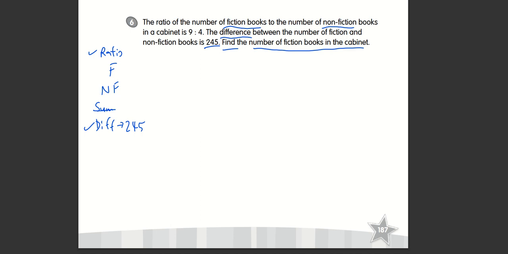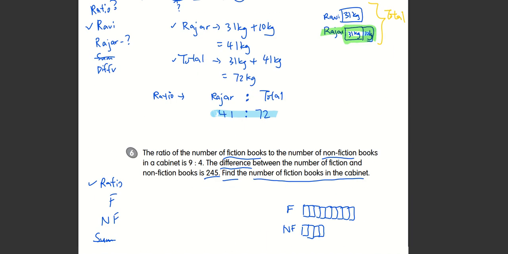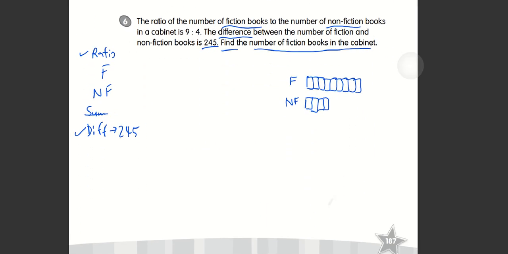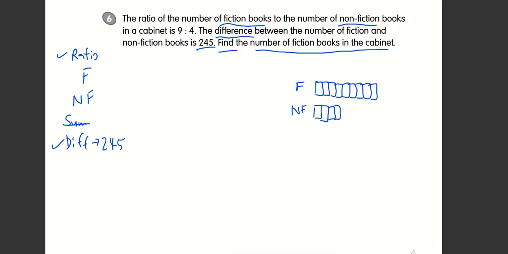If I were to draw a model, in this case I have fiction and non-fiction. 9:4, so I have 9 units, 1, 2, 3, 4, 5, 6, 7, 8, and 9. And 4 units, 1, 2, 3, and 4. So 9:4, so that's the model.